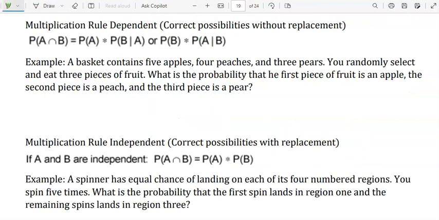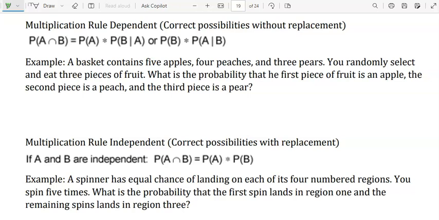Alright, let's look at this next page. Multiplication rule dependent. Correct possibilities without replacement. So to get that, we're going to multiply the probability of A times the probability of B given A, or the probability of B times the probability of A given B. And if you have more than just two categories, you repeat that process.